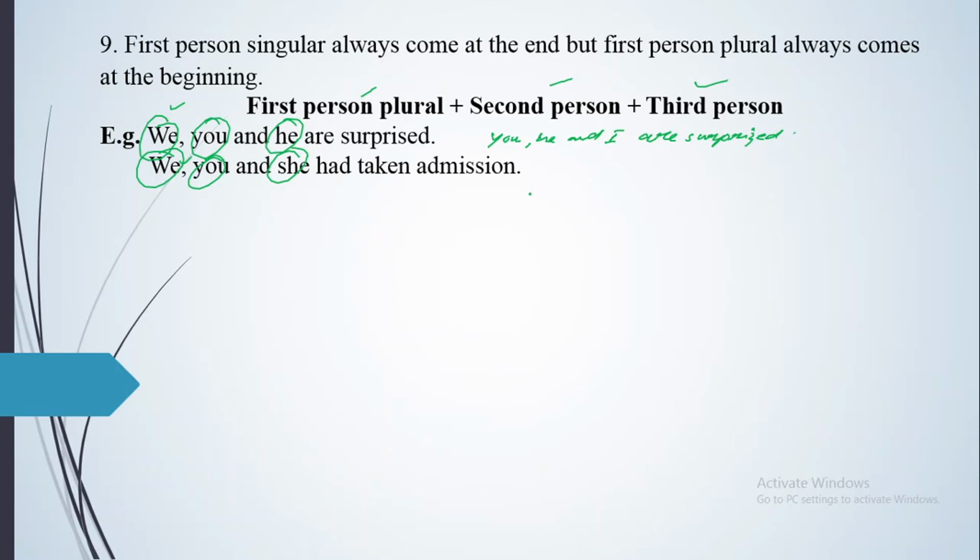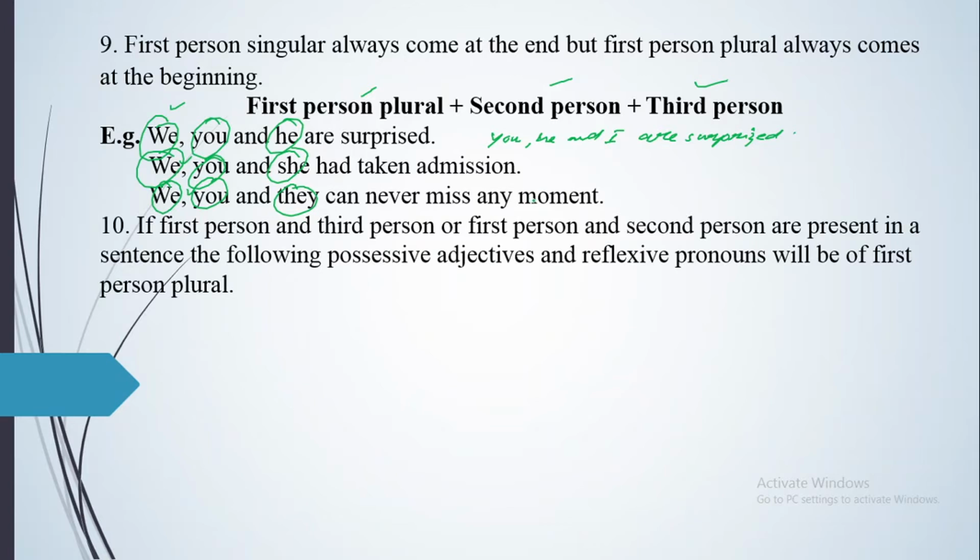Rule number 10. Okay, next example we have got we, you, and they. Now we is first person plural, you second person, and they is third person. Can never miss any moment. Rule number 10: if first person and third person or first person and second person are present in a sentence, the following possessive adjectives and reflexive pronouns will be of first person plural.